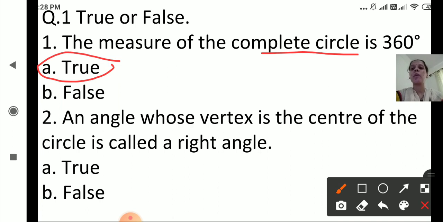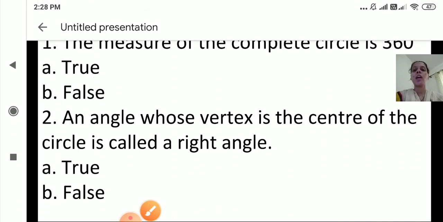Now we'll see the second one. An angle whose vertex is the center of the circle is called a right angle. The statement is true or false? Yes, it is false. So you will click the second, that is B option, false. Why is the statement false? Because an angle whose vertex is the center of the circle is called which angle? Central angle. So this statement is false. Okay. Now we will see the next question.